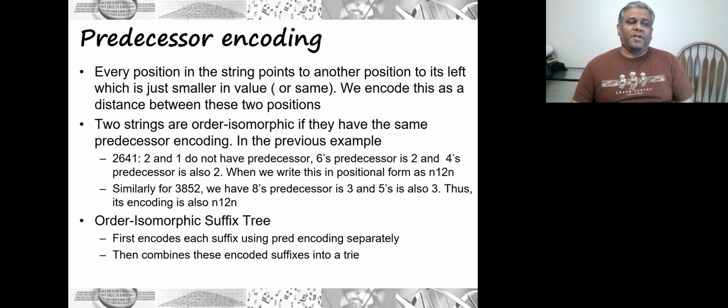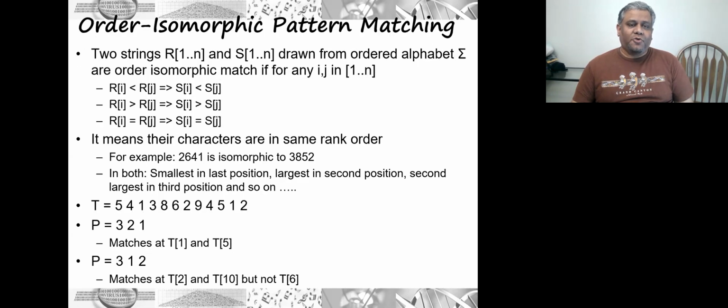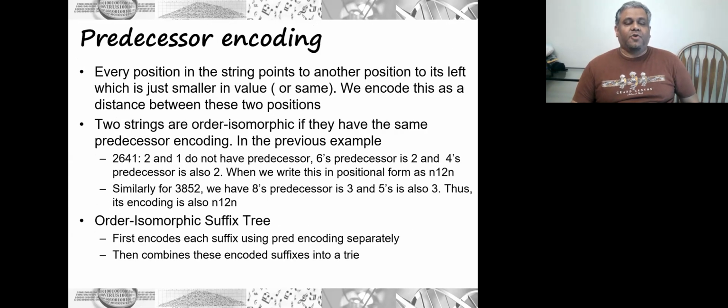Firstly, to show that two strings are order isomorphic, we talk about a canonical representation or encoding of these patterns. This encoding is called predecessor encoding, or pred encoding. Every position in the string points to another position to its left which is just smaller in value than that value. We encode this as the distance between these two positions. Then two strings are order isomorphic if they have the same predecessor encoding.